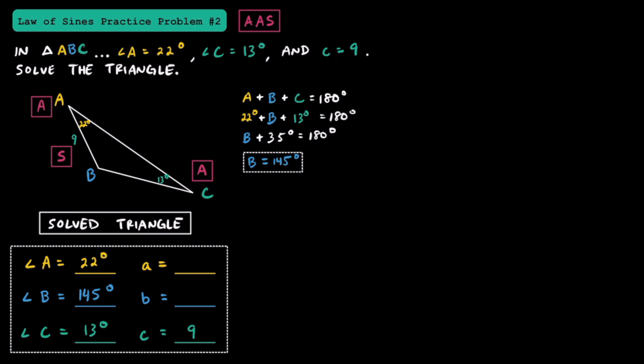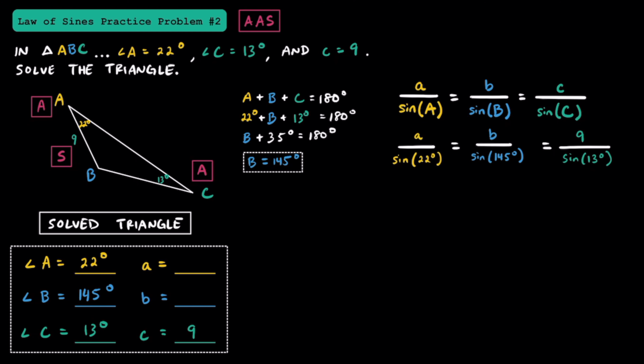Now that we have 4 out of the 6 things we need, let's find the side length A and the side length B. Right here we have the law of sines, and we can substitute 4 out of the 6 pieces of information that we already know. After substituting in, notice how our 2 unknowns are still side A and side B. Out of these 3 ratios, the one that's going to be useful to us for solving for the unknowns is this 9 over sine of 13 degrees, since we know the top and the bottom.